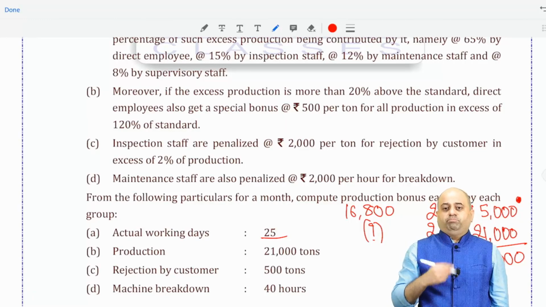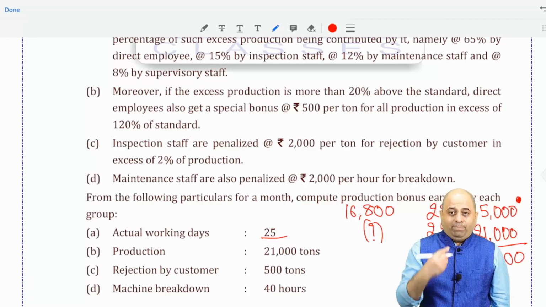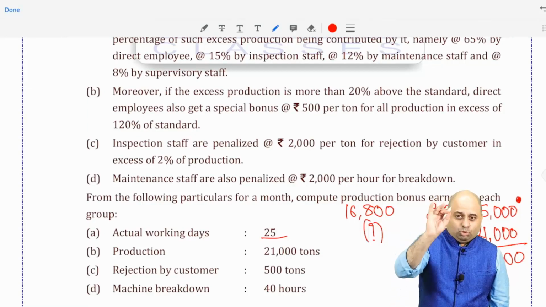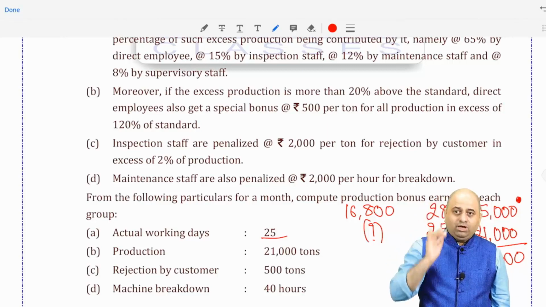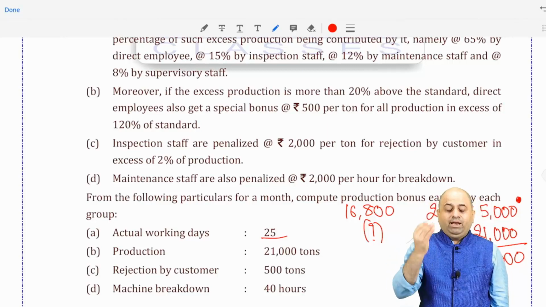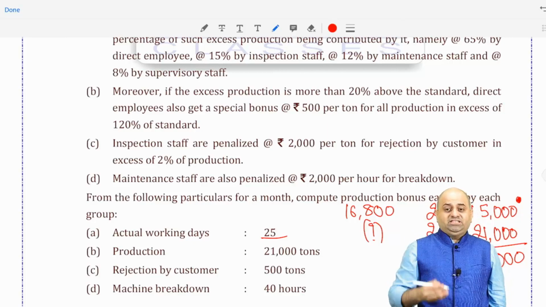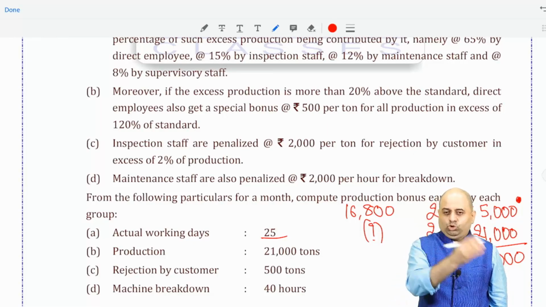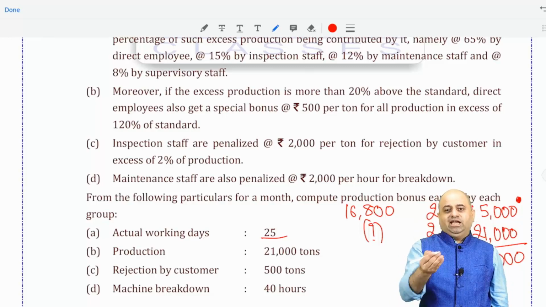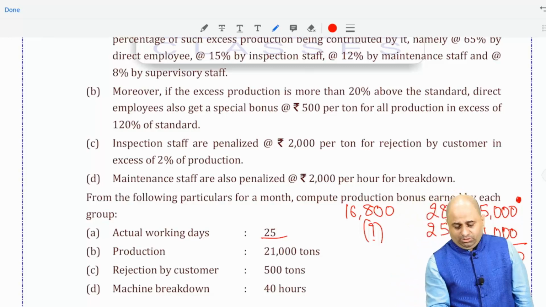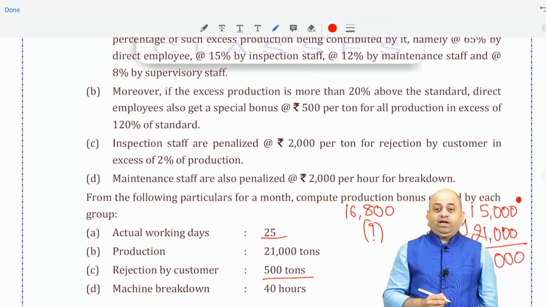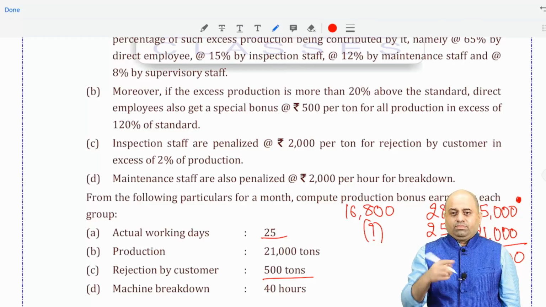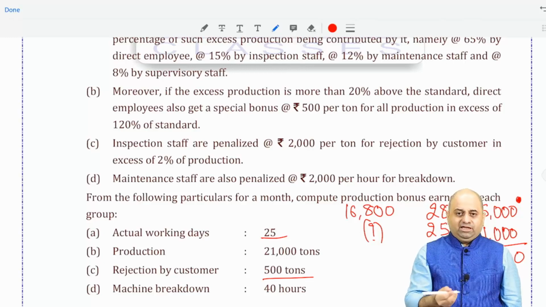And then there is penalty for inspection staff, who are penalized if the rejection is above 2% of production, which means up to 2% rejection is allowed, acceptable. If the rejection is above that, then in that case you get penalized. So you take 2% of production, that is allowed. Compare that with actual rejection, that is 500, and additional 80 tons will be liable for penalty.